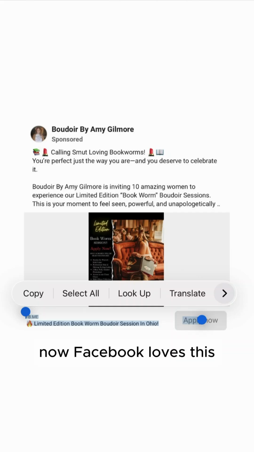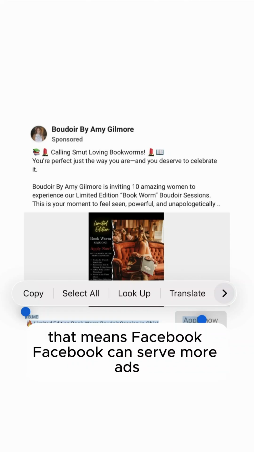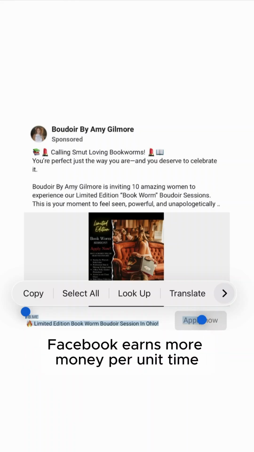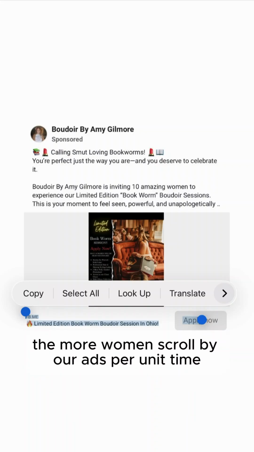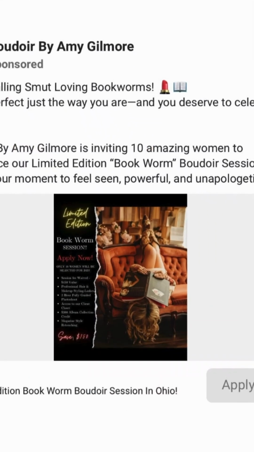Now Facebook loves this because the more women that scroll by our ad per unit time, that means Facebook can serve more ads, more impressions of other advertisers' ads per unit time. Facebook earns more money per unit time, the more women scroll by our ads per unit time. So we never want to follow what Facebook recommends for us for that reason.